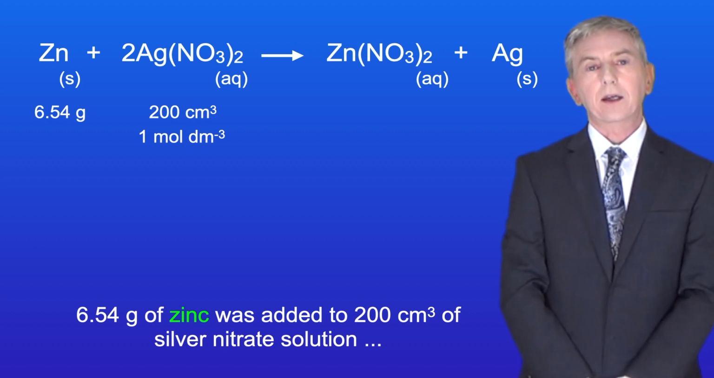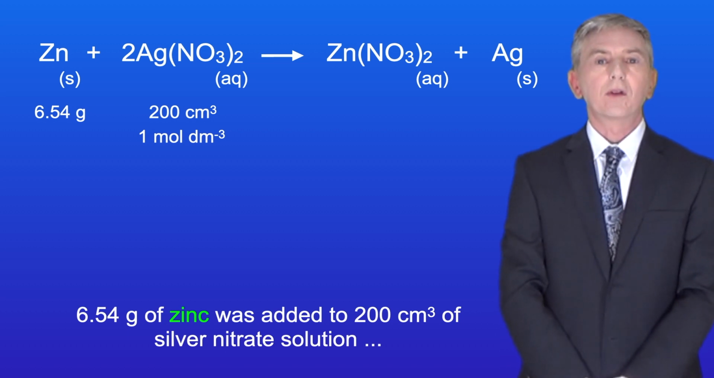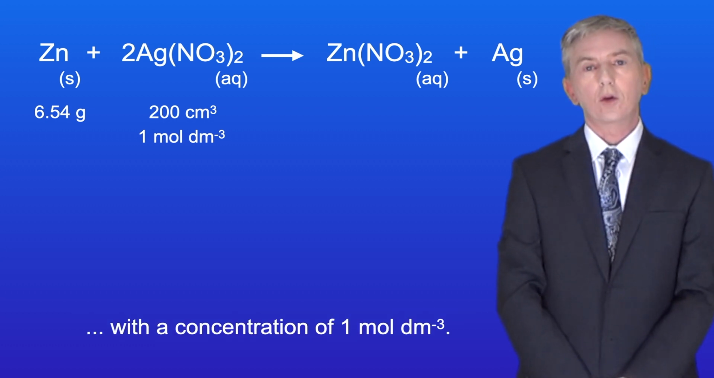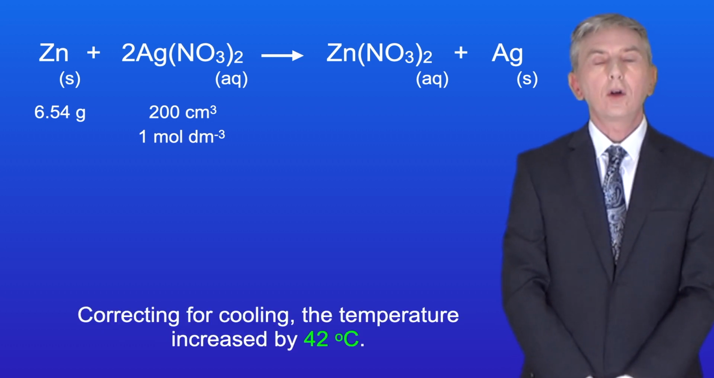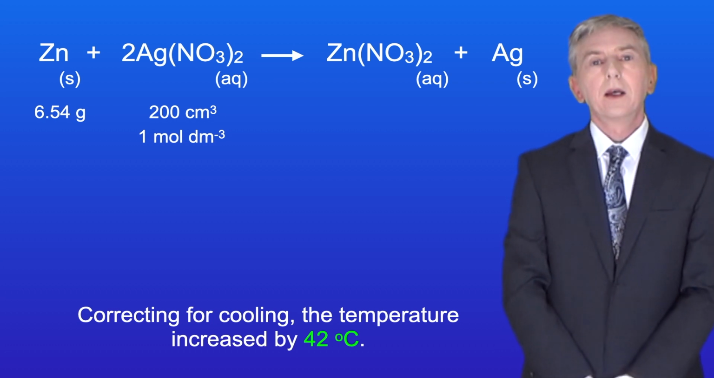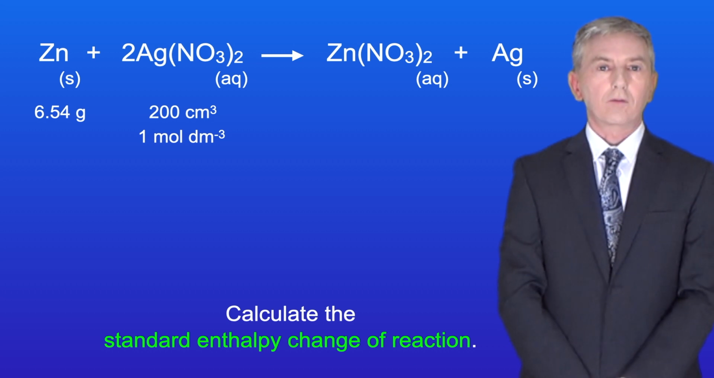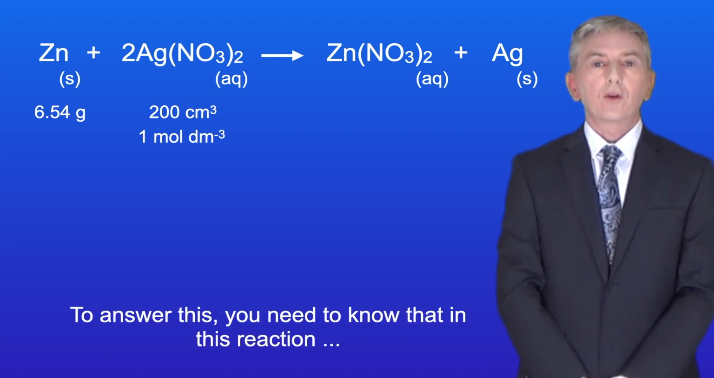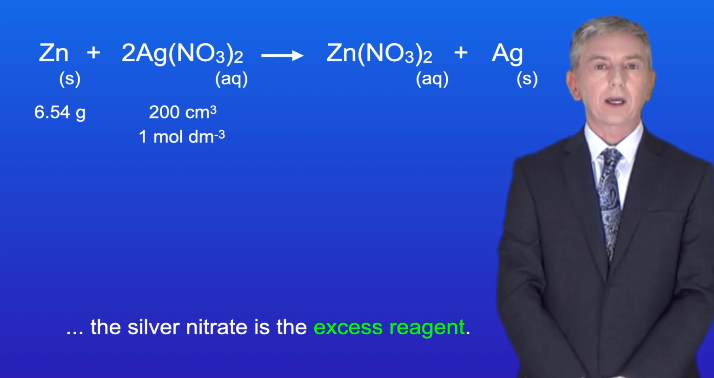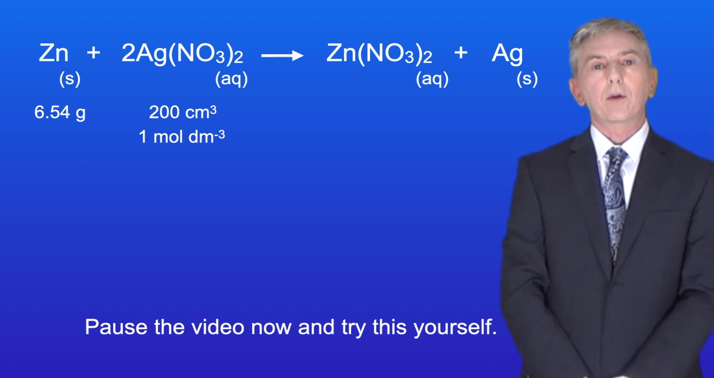6.54 grams of zinc was added to 200 centimeters cubed of silver nitrate solution, with a concentration of 1 mole per decimeter cubed. Correcting for cooling, the temperature increased by 42 degrees Celsius. Calculate the standard enthalpy change of reaction. Now, to answer this, you need to know that in this reaction the silver nitrate is the excess reagent. So pause the video now and try this yourself.